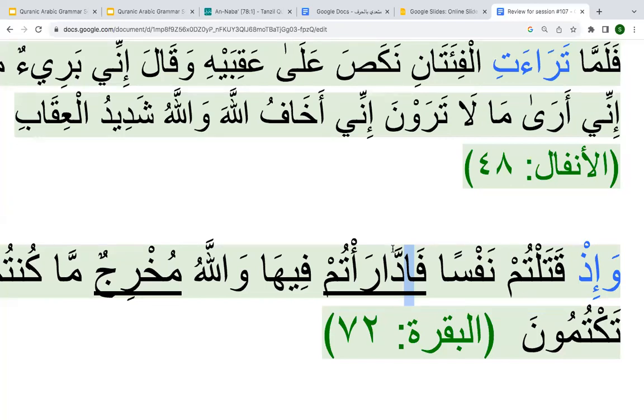Barakallahu feek, my dear sister. So this is from your family number 6. Make sense and easy? Is it easy?